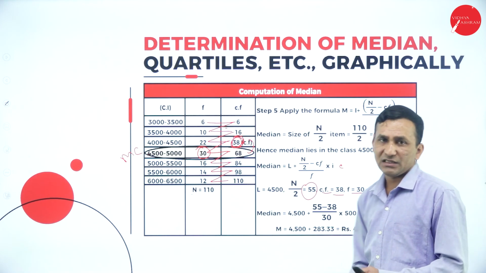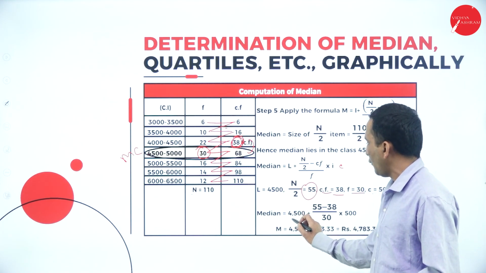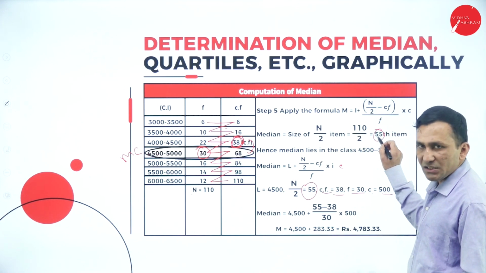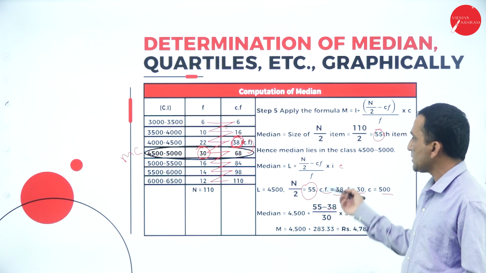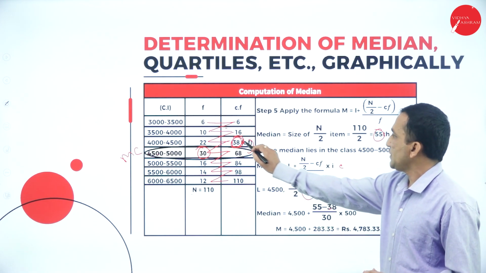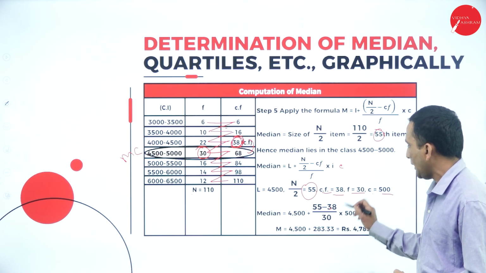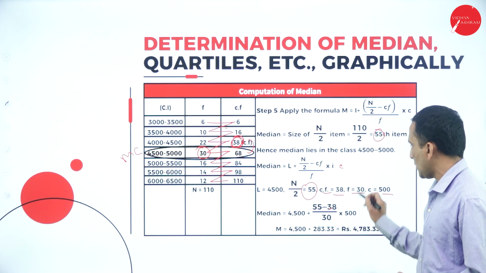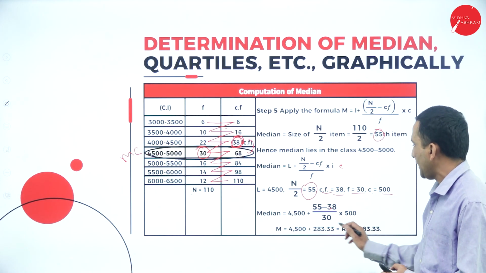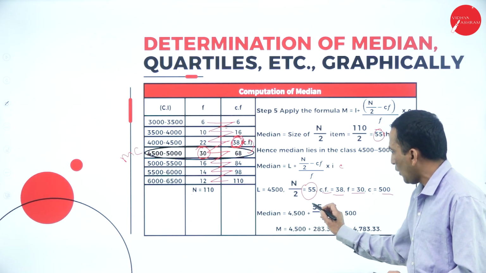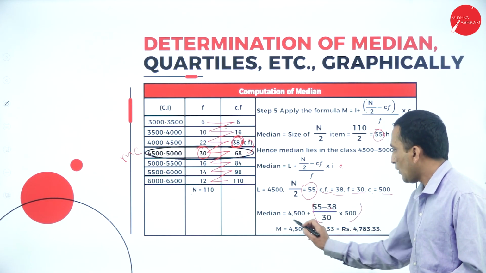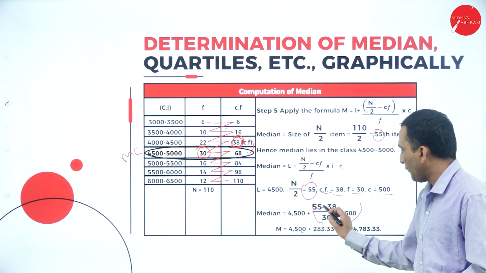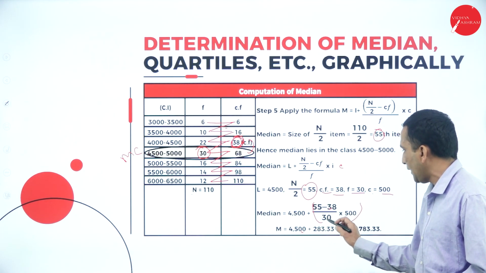Now easily we can simplify. L plus, I am writing 4500, and n by 2 we already simplified as 55, minus sign, and cumulative frequency value 38. And the frequency in this class is 30, into the class width 500. Each class width is 500. Now you have to simplify this part first. The 4500 as it is, plus 55 minus 38 into 500 divided by 30.